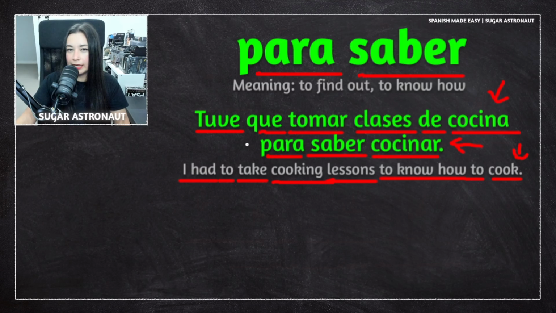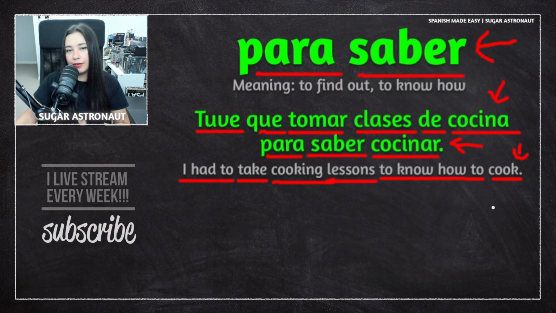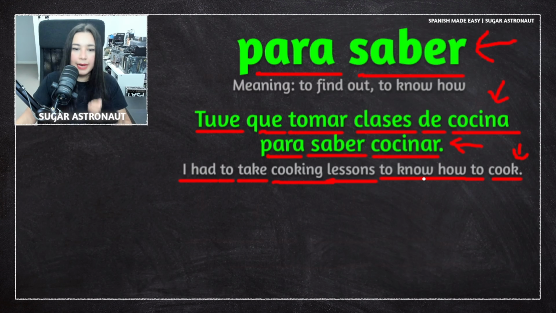So that's a common thing to do when using para saber, okay? Usually you will not have to conjugate this if you're saying para saber. And then you can also add a verb right after in the infinitive form. Para saber leer, hay que ir a la escuela. To know how to read, you need to go to school, okay?